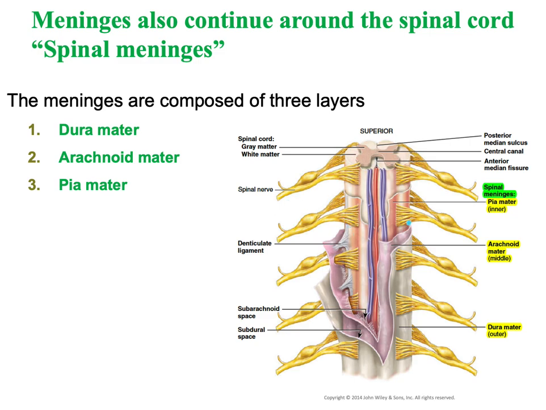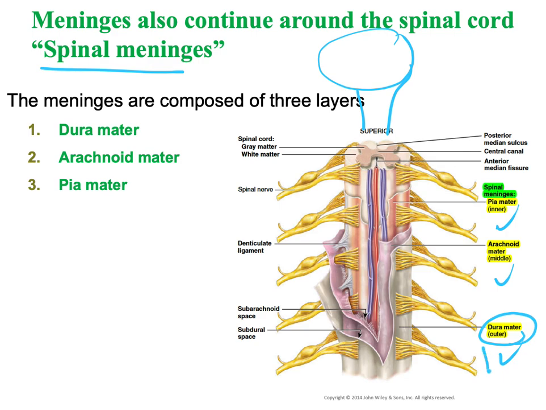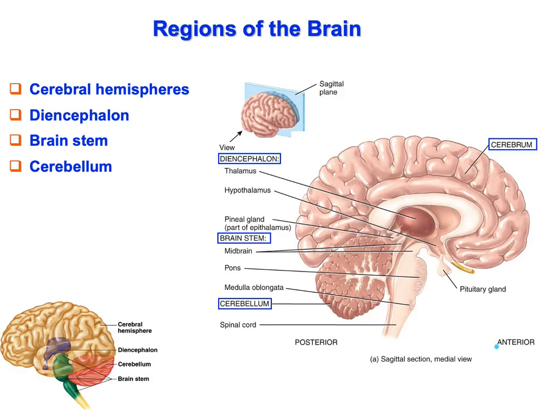Now the cranial meninges also descend from the brain to the spinal cord, and now they are called the spinal meninges. You have dura, arachnoid mater, and pia mater, but the dura mater here is just one layer.